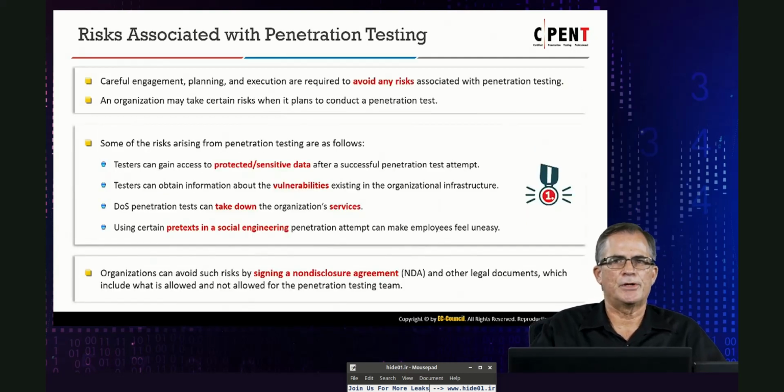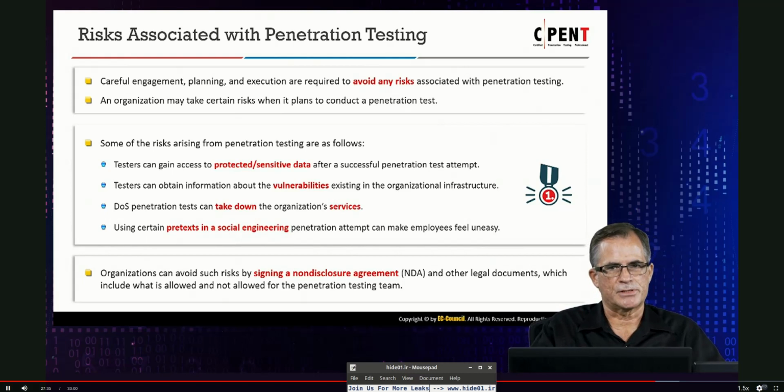Risks, well, there's always going to be a risk. The risk is going to be if you run a scan, something can crash. Another risk is the tester's probably going to protect your sensitive data. So you got to make sure you maintain your ethics and you understand that by scanning, you might take down an organization's services. It can happen when you scan. So make sure people understand that.